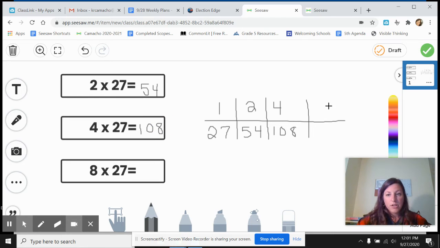Now for 8 groups, again, I already know that 4 groups is 108. And I know another 4 groups are also 108 then. So I can simply add those together, 108 and 108. So I know 100 plus 100 is 200. I know 8 plus 8 is 16. So 216.